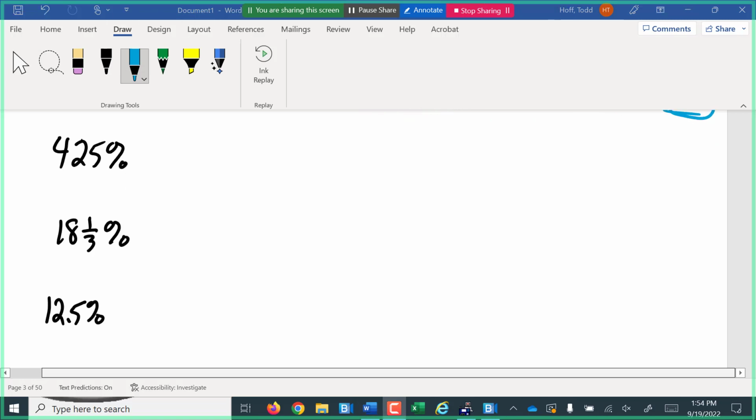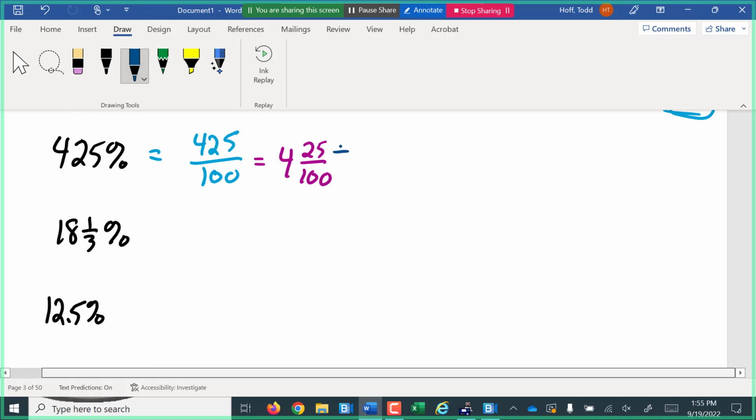Let's take a look and see how you're doing on these. So for the first one, 425%. Of course, that becomes 425 out of 100. Again, this is probably the easiest spot to break it down into a mixed number. So 100 goes into 425 4 times, with 25 left over.